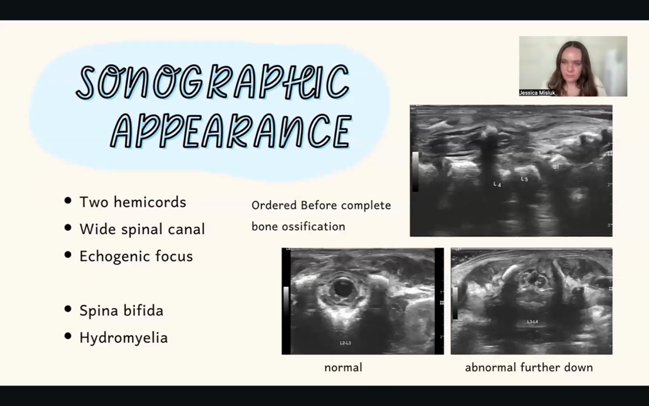The second image to the right is taken at the L3 and L4 level, just below the first one, and it shows an abnormality. It shows the two spinal cords being split off and the hyperechoic center in between them, which is the bony spur. These are specific to this case, but some of the other sonographic appearances that might show up on ultrasound with this anomaly include spina bifida and hydromyelia.